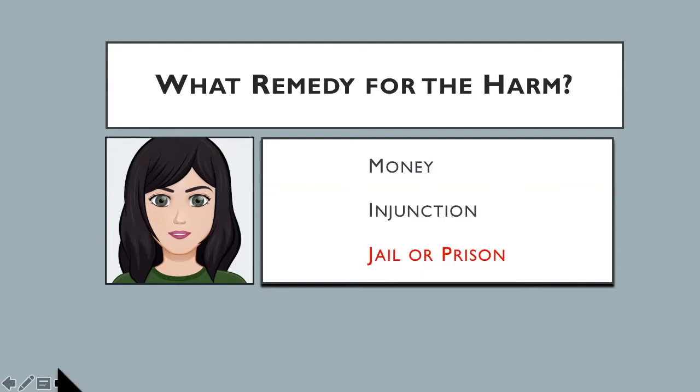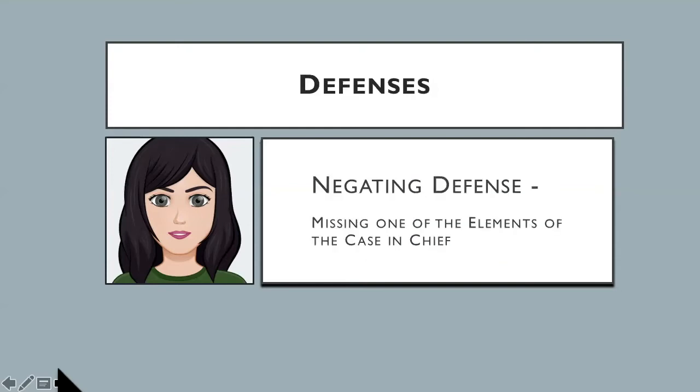In a criminal case, the remedy could be going to jail or prison, and that's punishment for the harm to the community at large, whether it's a criminal copyright infringement case or a murder case. There are two kinds of defenses, as we know. The negating defense is when the plaintiff or prosecutor is missing one of the elements of the case in chief.